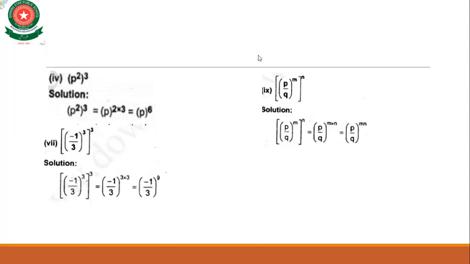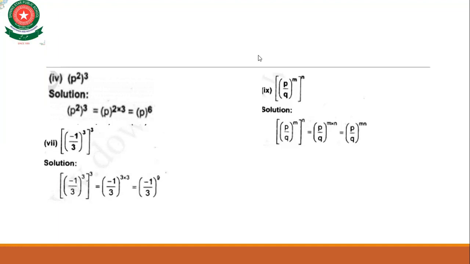And the last part, 9, which we have already done in the previous topic, p over q whole power n into n. This is just same as the formula. So the solution is, first of all, we have to multiply m into n. Now at the end, p over q is whole power m into n.